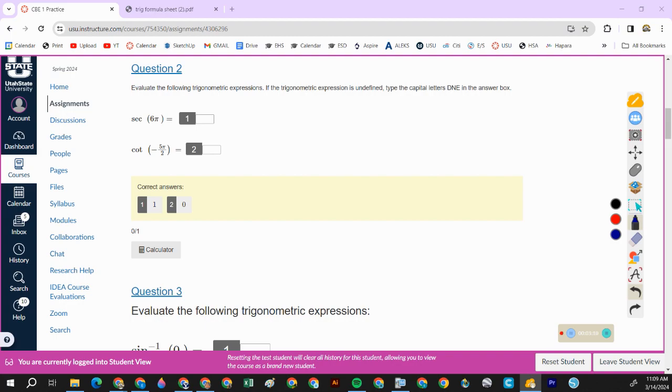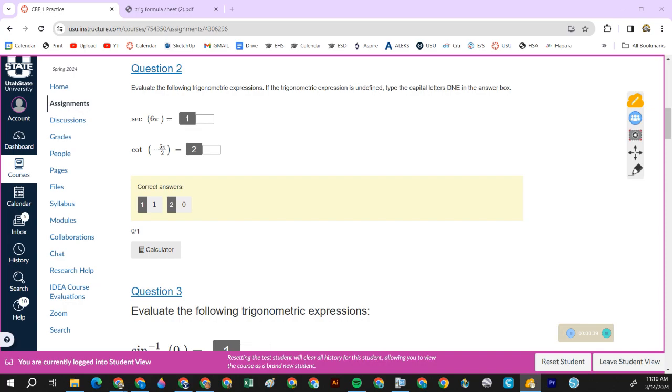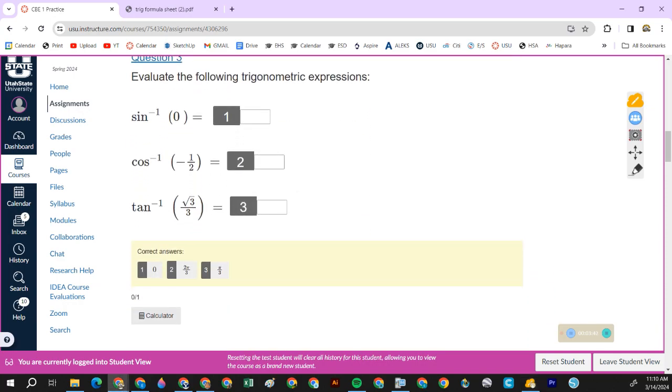Negative 5 pi over 2. So this is negative 1 over 2, negative 2 over 2, 3 over 2, or sorry, 3, 4, 5. So we're right here. And the cotangent is going to be the x divided by the y. So this point here is 0, negative 1. So that would be 0 over negative 1, which is just 0.